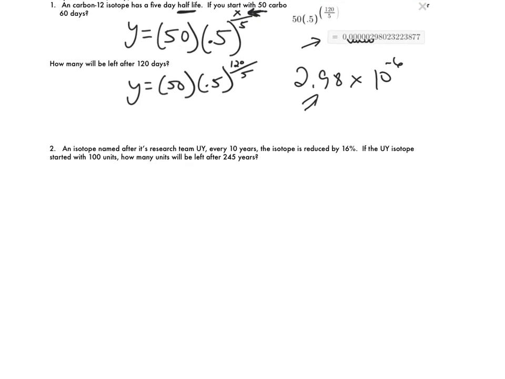An isotope named after its research team, UY, every 10 years is reduced by 16%. If the isotope starts with 100 units, how many units will be left after 245 years? Remember here that we have a decay of 16%. So when we're looking for our decay factor, we actually have to do 1 take away 16% in decimal form. So our decay factor, or our multiplier, would be 0.84. Go ahead and take a moment and write the rest of the equation.